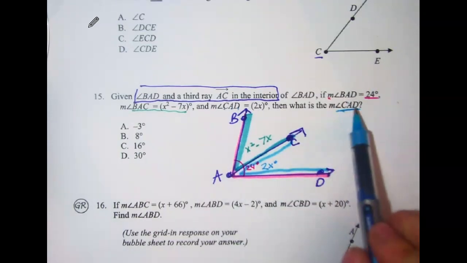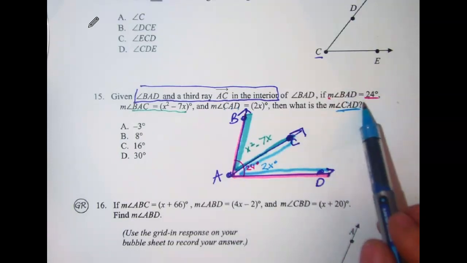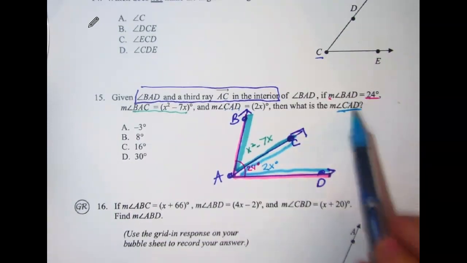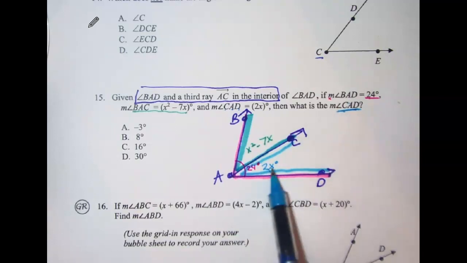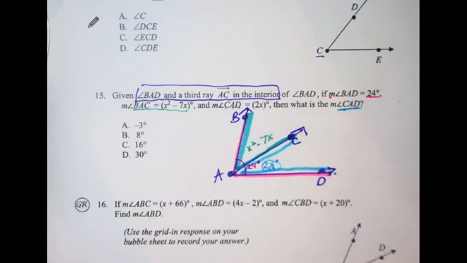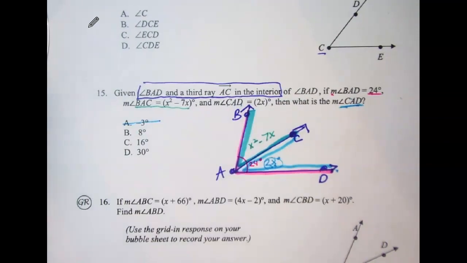So basically, we're going to have to solve for x, and once we factor, we have to pick the correct x value. Then we're going to plug it back into CAD, which is 2x, to find the final answer. Even before I start, I know we're not having negative degrees, so I'm going to get rid of A because that doesn't make any sense.